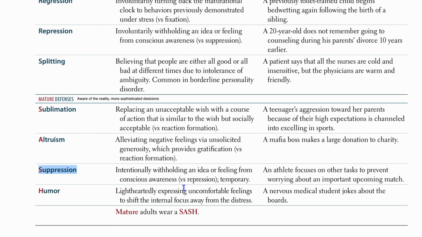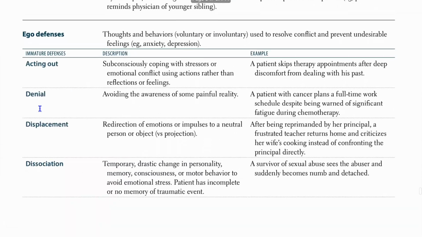And then there's humor. A nervous medical student jokes about the boards. So yeah, that should hit home. Lightheartedly expressing uncomfortable feelings to shift the internal focus away from the distress. Okay, so mature adults wear a SASH: sublimation, altruism, suppression, and humor. So these are all the mature defenses, and the immature ones are all of these.